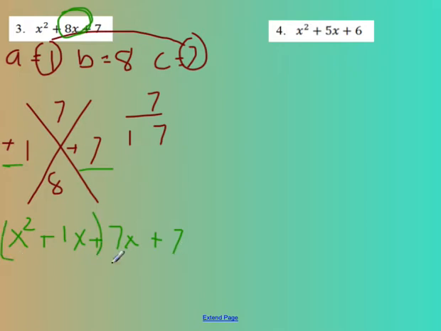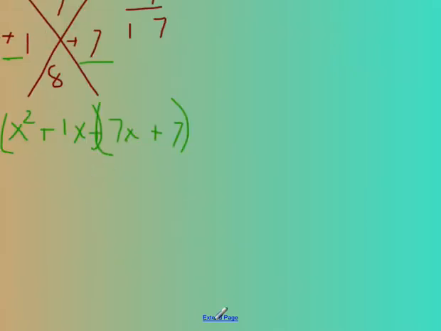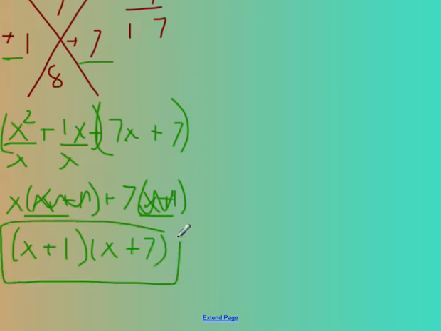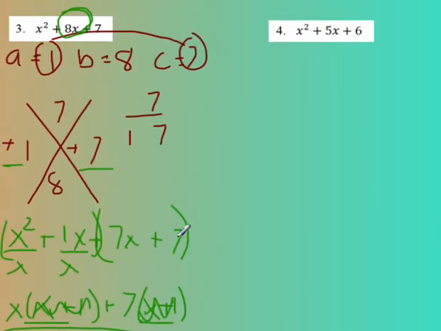So then we're going to make our groups. Between x squared and x, I can divide out an x. So I'm dividing each of these terms by x. x squared over x is just x, and then x over x is 1. 7x and 7, I can divide out a 7, and then I have x plus 1. So if we notice, our leftovers are matching, so we have x plus 1 that we can factor out. And then once I factor those out, I'm going to write what's left over, which is x plus 7. So this right here is our final answer for number 3.